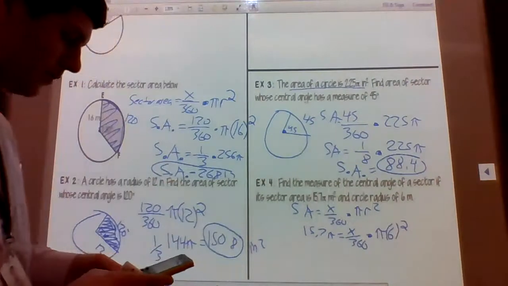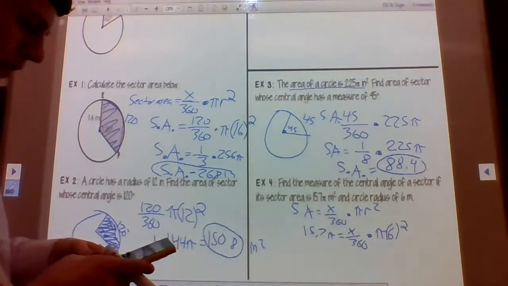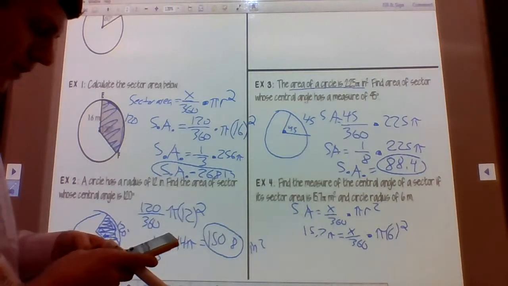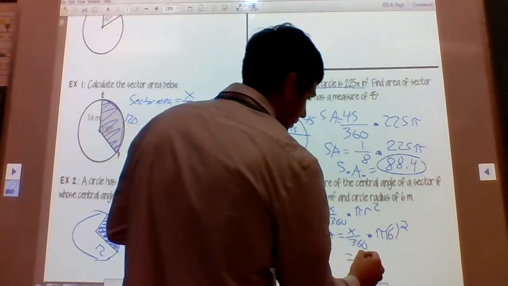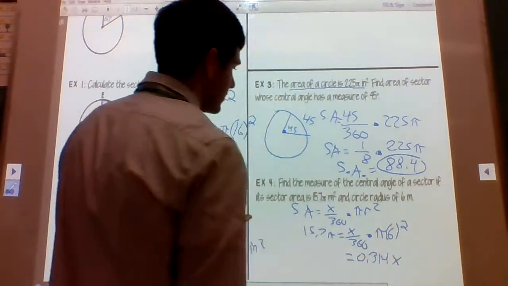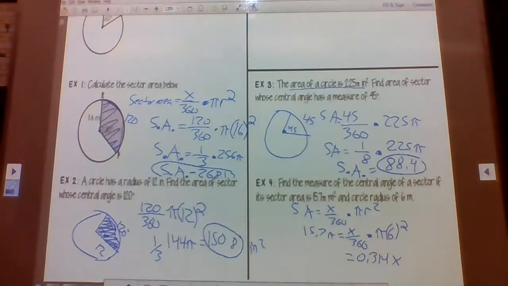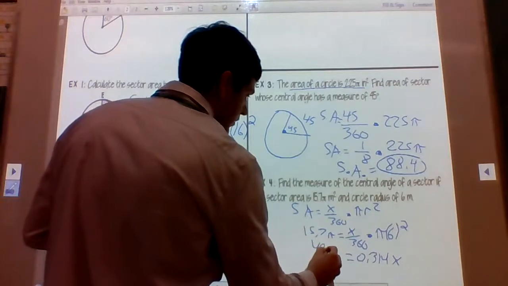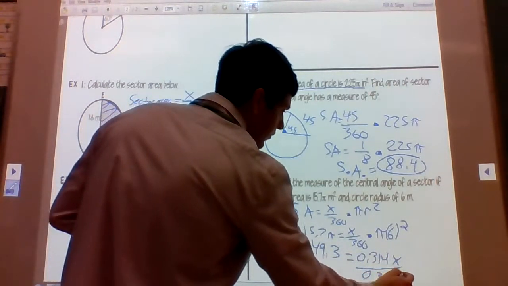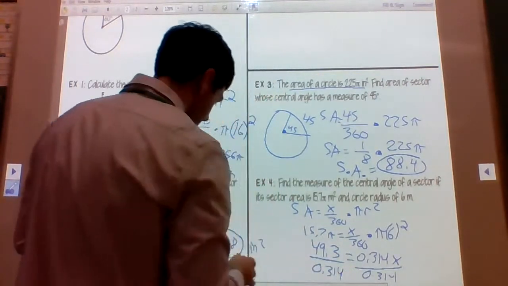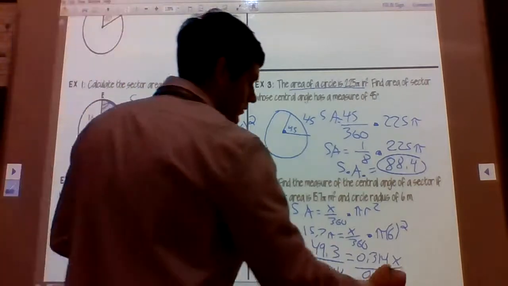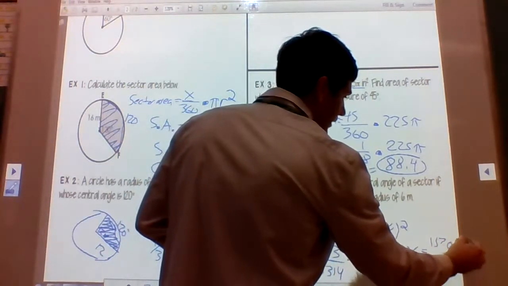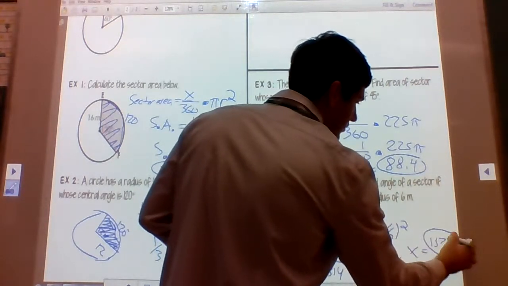Okay, I'm going to put this in my calculator. Let's do this side first. 6 squared is 36 times pi, then we divide by 360. So that's 0.314 pi x. Then we have 15.7 times pi, which is 49.3. Then we can divide by 0.314, and we get 157.08. x equals 157.08 degrees. So the measure of our central angle is 157.1.